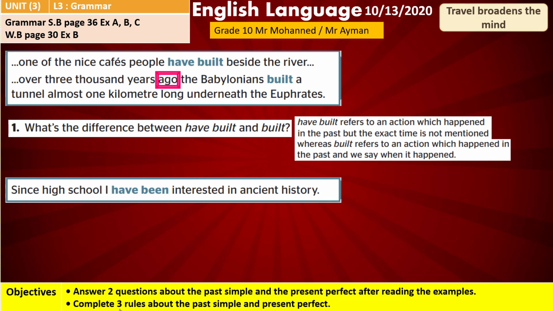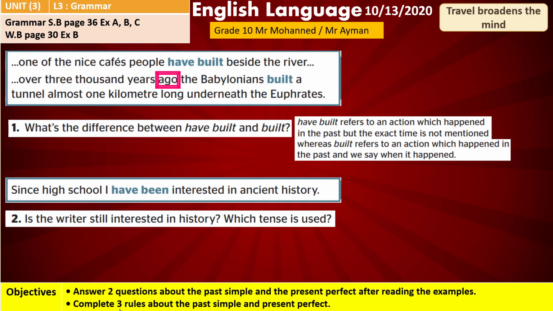Or the other example. Since high school, I have been interested in ancient history. Is the writer still interested in history? And which tense is used? I think when we say since, we mean that we are still doing that thing. So the answer will be yes, he is still interested in ancient history. And the tense used here is the present perfect simple tense.